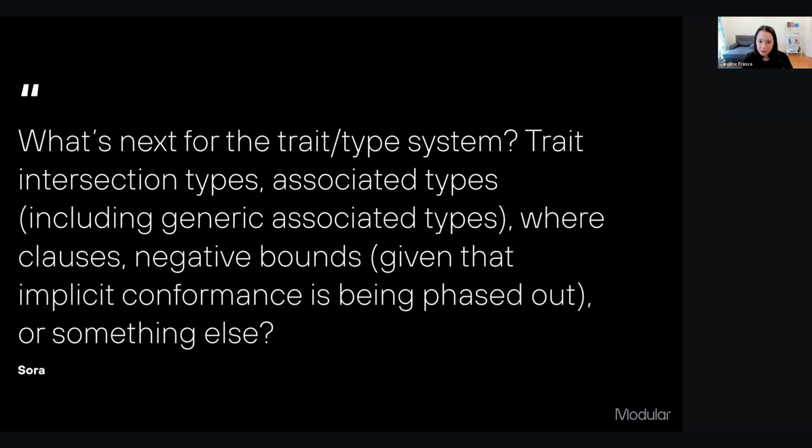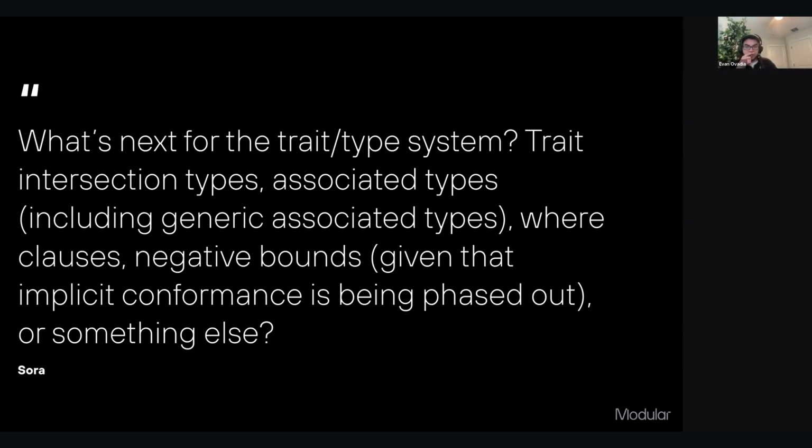What's next for the trait/type system? Trait intersection types, associated types, including generic associated types, where clauses, negative bounds, given that implicit conformance is being phased out, or something else? I would love for somebody else to talk about this because almost everything on this list is a yes. Evan, is Billy here? I don't know. Can't see the list. Evan or Dennis, or I can talk a little bit about this.